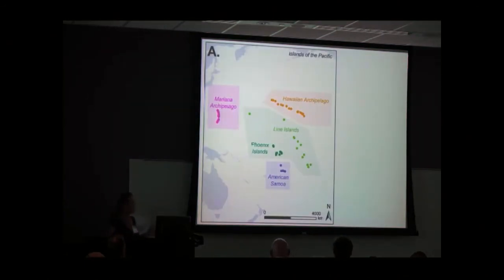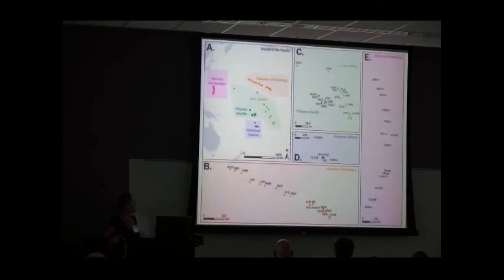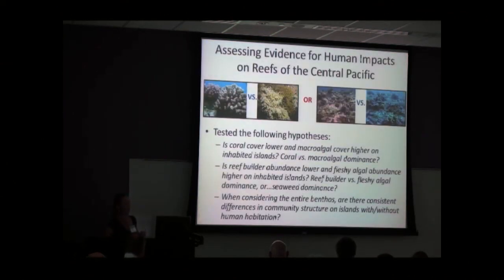Currently, the data also include an additional 16 islands that I myself have personally surveyed across the Central Pacific. So right now this includes 5 archipelagos, each of which has inhabited and uninhabited islands, so the Hawaiian Islands, the Northern Marianas, American Samoa, and the Line and Phoenix Islands. And we wanted to simply test the following hypotheses. Is coral cover lower and macroalgal cover higher on inhabited islands? Looking at this as corals decline, do we get macroalgae increasing in abundance?